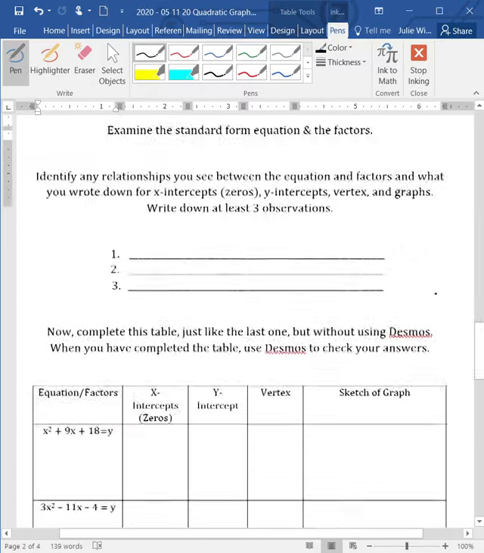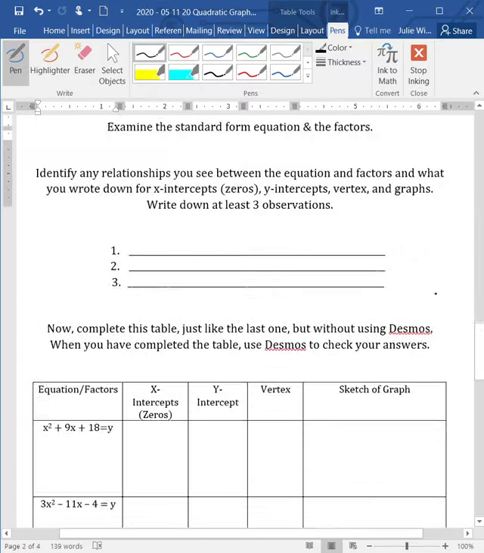Okay? But now what we're going to be doing is looking at those relationships and those examples that we did and coming up with some ideas and discoveries. So let's see, relationships between the equation and the factors and what you wrote down for x-intercepts. Okay, so I think we already talked about this. I'm going to blow this up just a little.